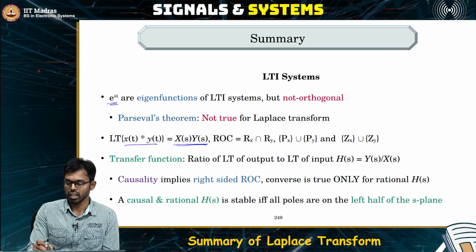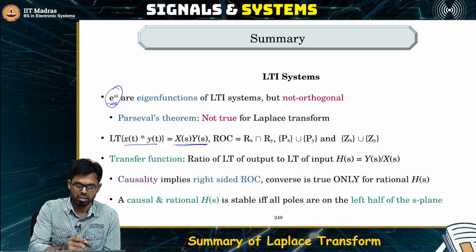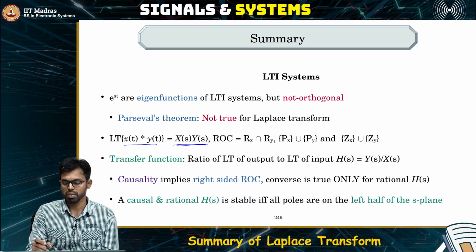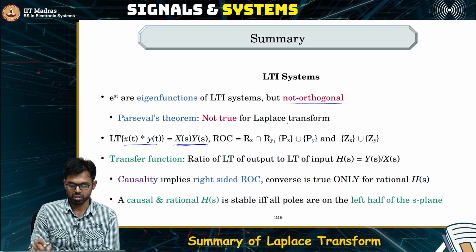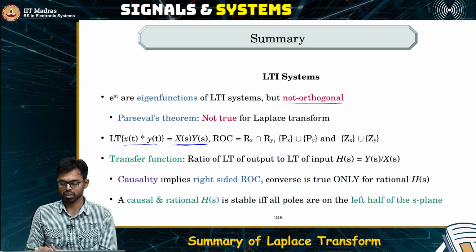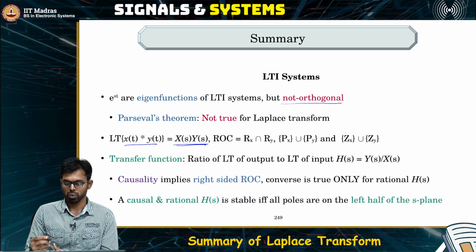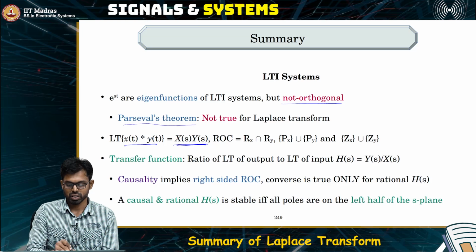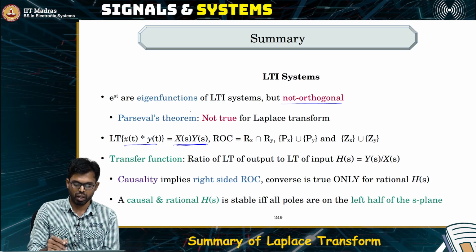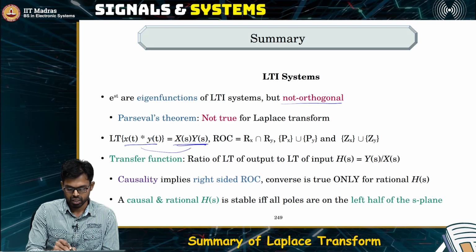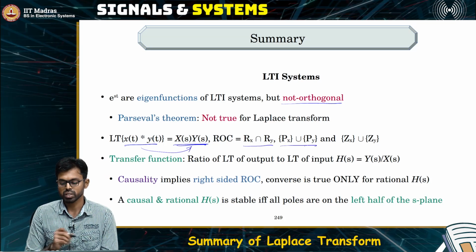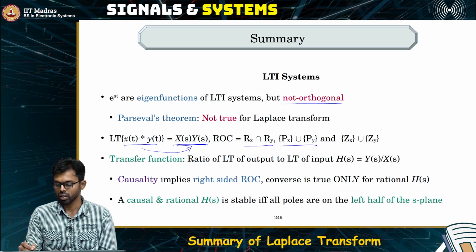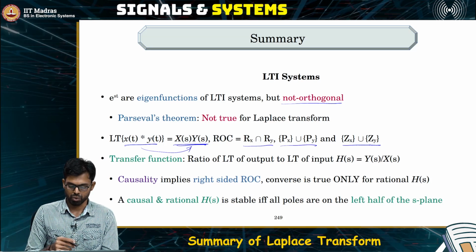The thing is that e power st, when s is not purely imaginary, is not orthogonal anymore, because of which there is no Parseval's theorem, there is no decomposition like the case of vectors. So we do not have Parseval's theorem true for Laplace transform, and the convolution results in just a product in the Laplace transform, because of which the ROC changes, poles get simply included, and the zeros are also now included.